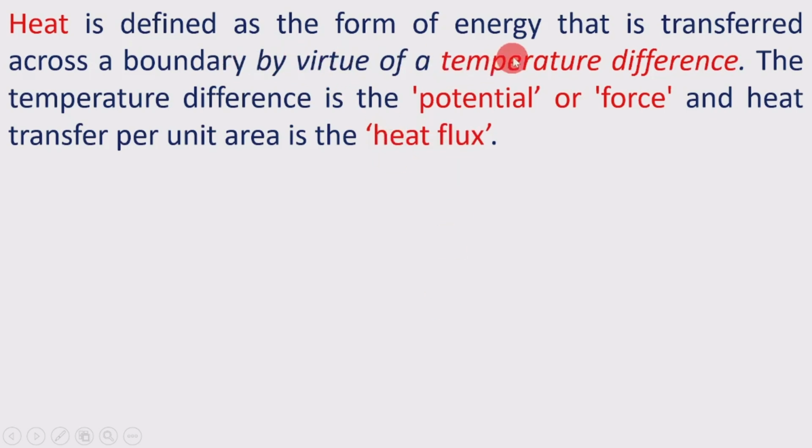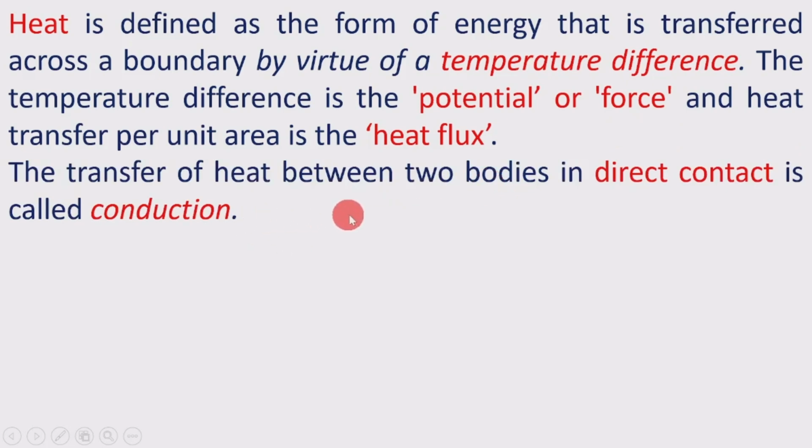Heat is defined as the form of energy, as already we know, that is transferred across a boundary by virtue of a temperature difference. Due to temperature difference, heat energy transfer takes place. The temperature difference is the potential or force for the transfer of the heat, and heat transfer per unit area is the heat flux. The transfer of heat between two bodies in direct contact is called conduction.